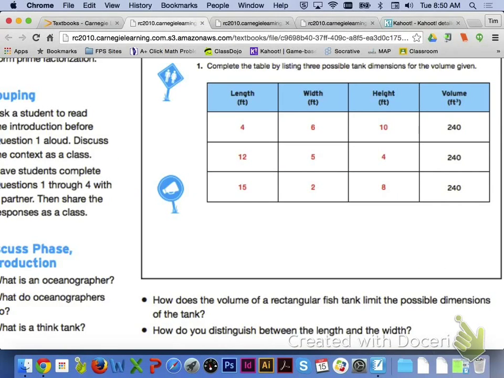Here are 3 examples that you could have for the possible tank dimensions. In each of the examples, when we multiply the length by the width by the height, we get 240. So as long as your measurements gave you a volume of 240, you were good to go. In one, we have 4 by 6 by 10, 12 by 5 by 4, and 15 by 2 by 8.